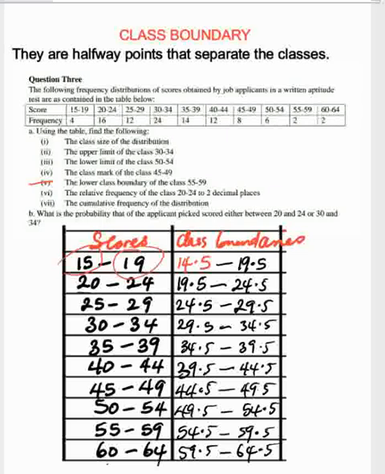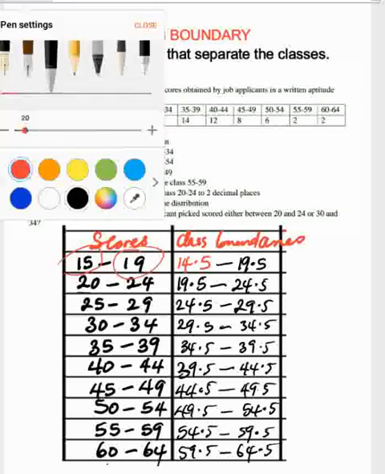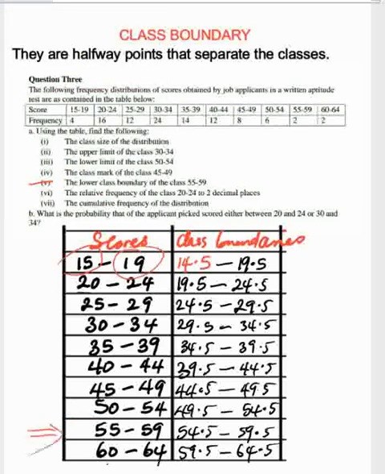So for question number 5 now, that is Roman numeral 5, the lower class boundary of the class 55 to 59. We have to locate that. 55 to 59 is here. So the lower class boundary is simply 54.5. That solves the question. I believe this is understood. If you do not get the explanation well, kindly take back your video so you will get the explanation correctly before you move to the next one.